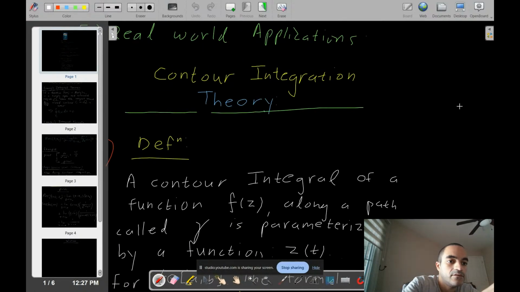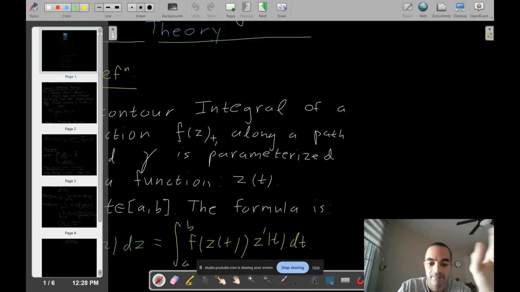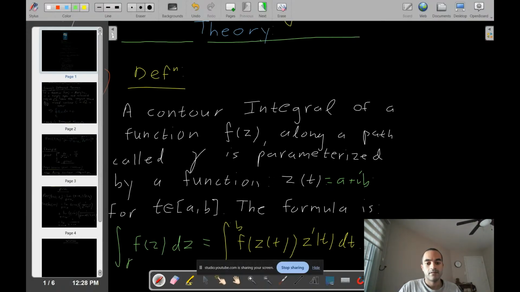Just going to note over here. Just give me a second. Right, so note z is in the form of a plus ib. z of t equals a plus ib. Okay, I'll get to that in a second.